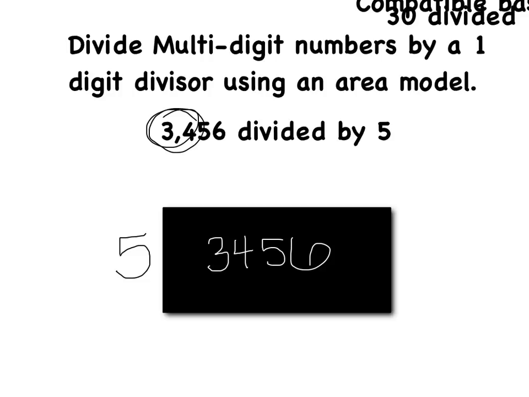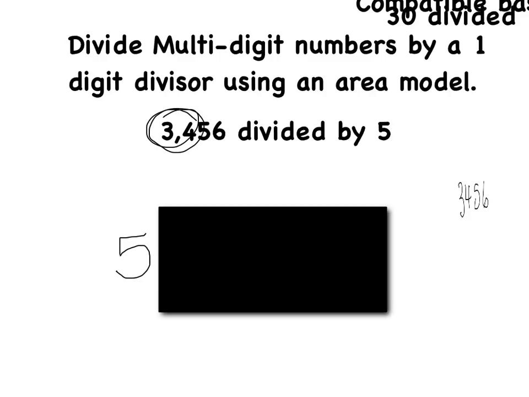So what I'm going to want to do next is write my main number here on the side, which is 3,456. And for now, I'm going to erase it from my middle. And I'm going to continue to think about how I'm going to take my first chunk out. So my first chunk is going to go with that compatible basic fact that we talked about. Now, what times 5 will give me a number that's pretty big, a big chunk out of here?